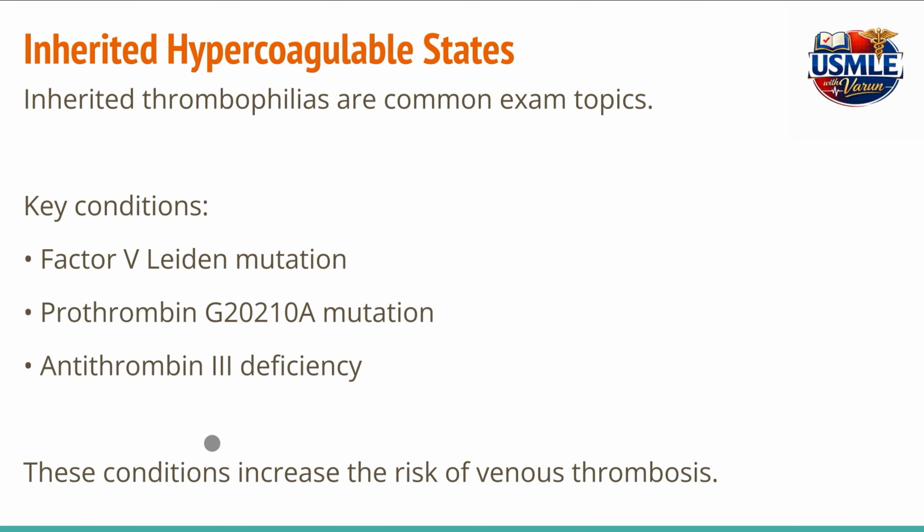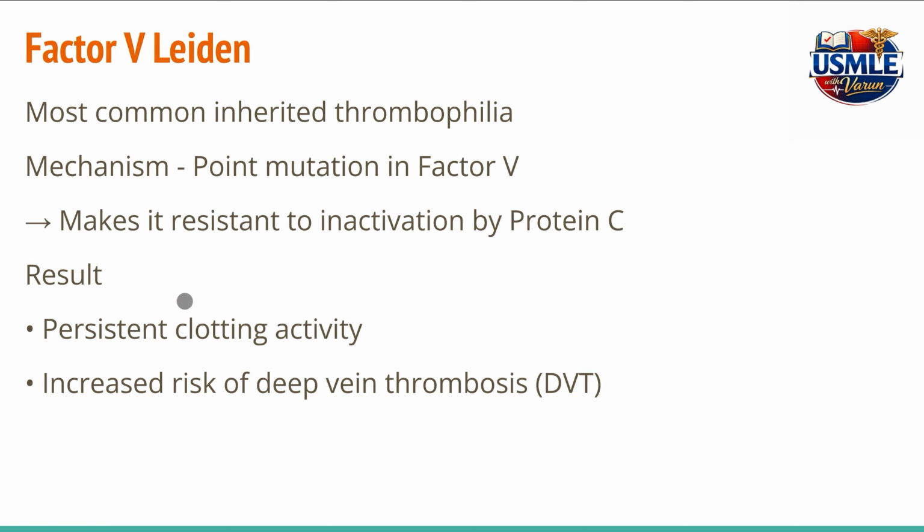Some patients have genetic conditions that increase clotting risk. The most important ones are factor V Leiden mutation, prothrombin mutation, and antithrombin deficiency. Factor V Leiden mutation is the most common inherited thrombophilia. Factor V becomes resistant to protein C. This leads to increased clot formation and increased risk of deep vein thrombosis.